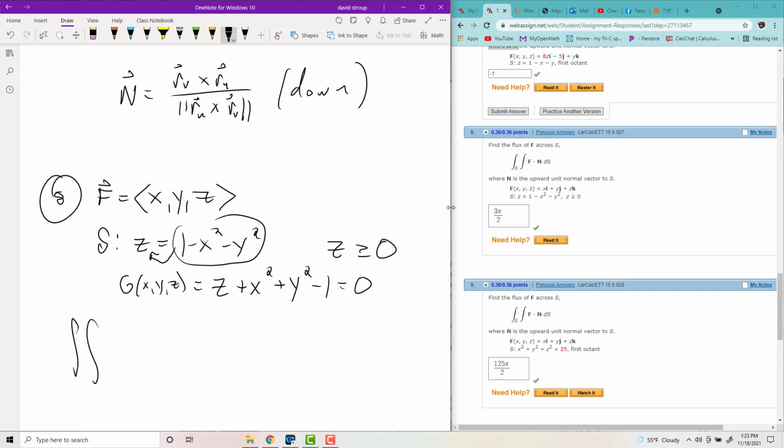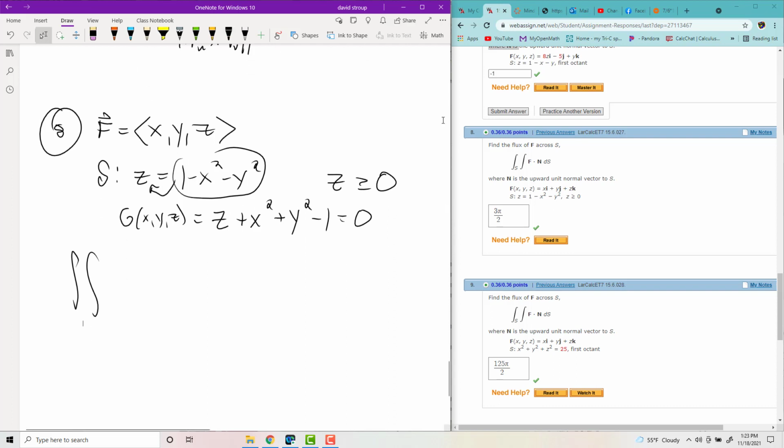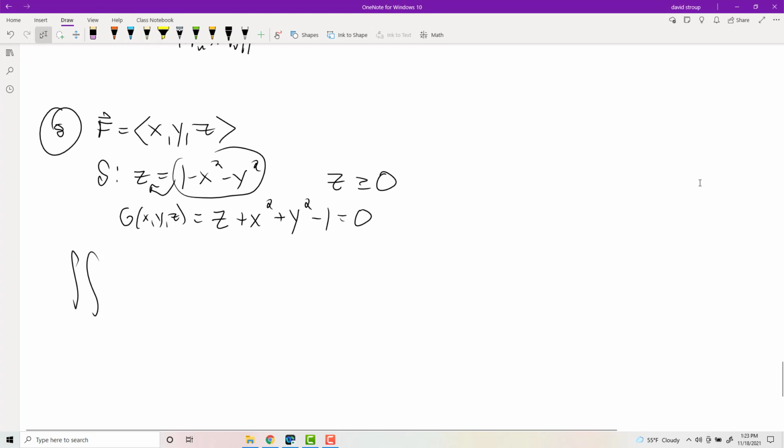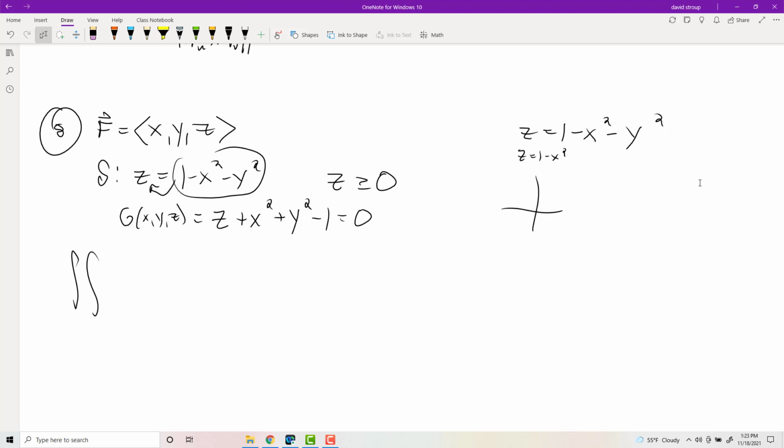Okay, so here's our double integral. It has to be f dot n, and I'm replacing z with 1 minus x squared minus y squared. I'm trying to figure out what I'm looking at. What is z? It's just an elliptic paraboloid. That'll be the region I'm integrating over, that circular region there. Okay, that'll tell me the limits on my integral.